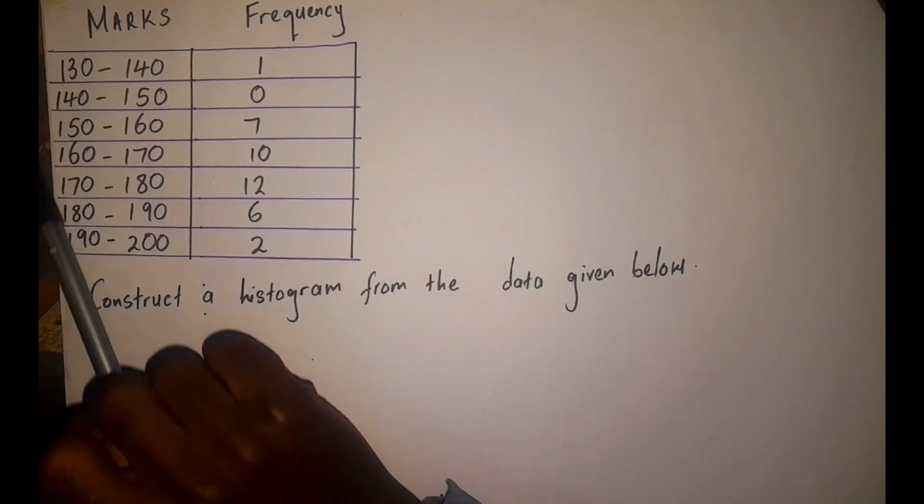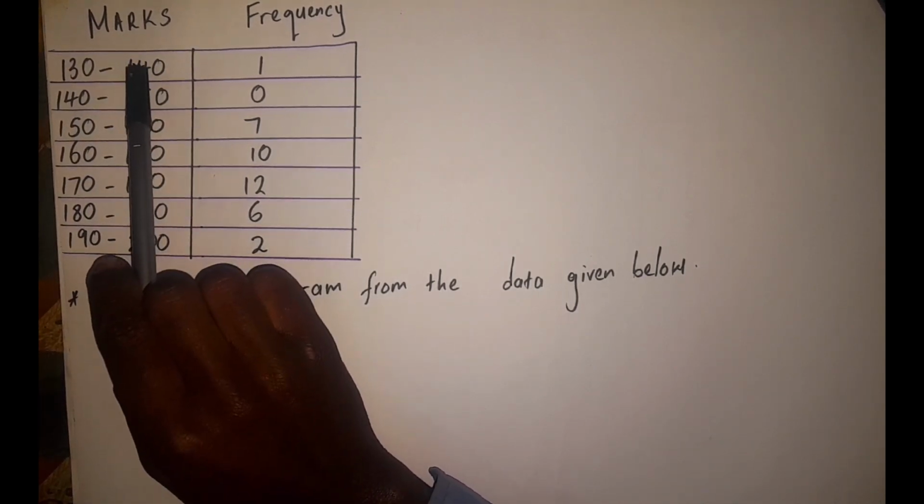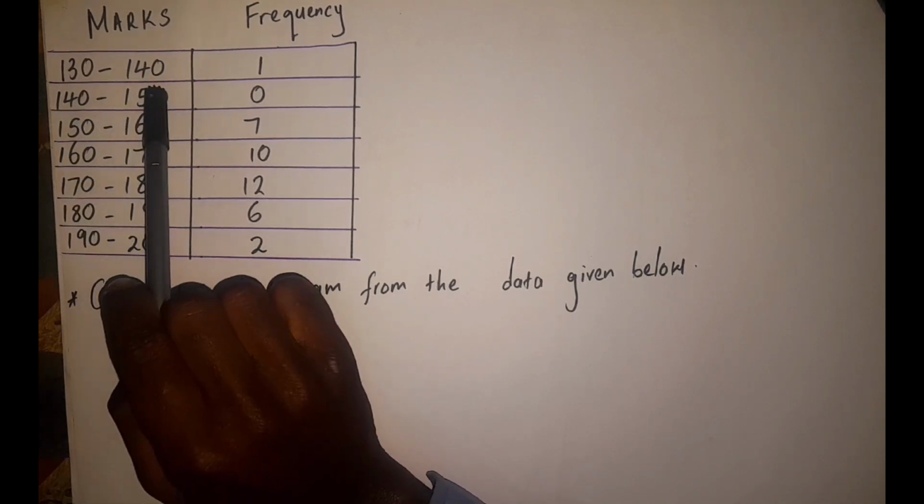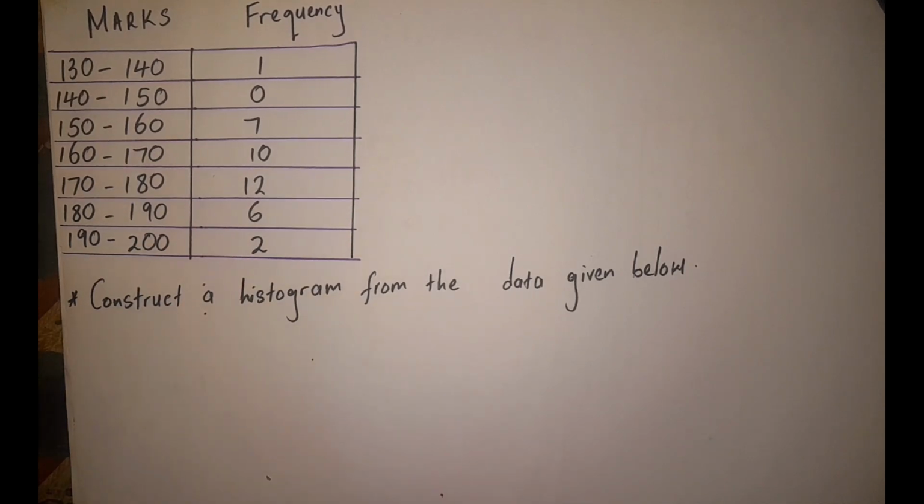If we look here, you're going to see that we have 130 up to 140, and this 140 is our upper class limit. It repeats itself as the second lower class limit. As you're seeing again, 150, 160, and so on. So this means that this data is actually continuous grouped data.